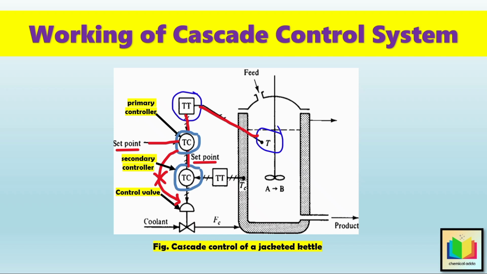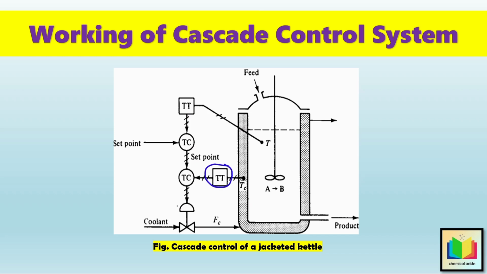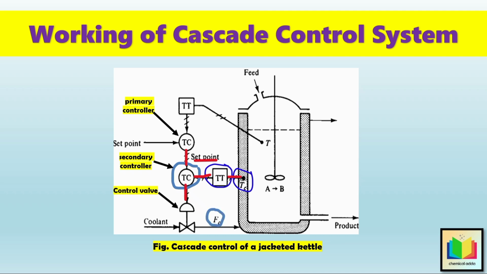Now let's move to the secondary loop, which controls the coolant temperature Tc inside the reactor jacket. So, firstly, the temperature transmitter TT measures the coolant temperature Tc. Then, this value goes to the secondary temperature controller TC. Then, the secondary controller compares the measured Tc with the set point which it received from the primary controller. And then based on this comparison, it adjusts the coolant valve to change the coolant flow rate FC. And because of this, if anything goes wrong with the coolant temperature, the secondary loop reacts immediately, even before it affects the reactor temperature T.